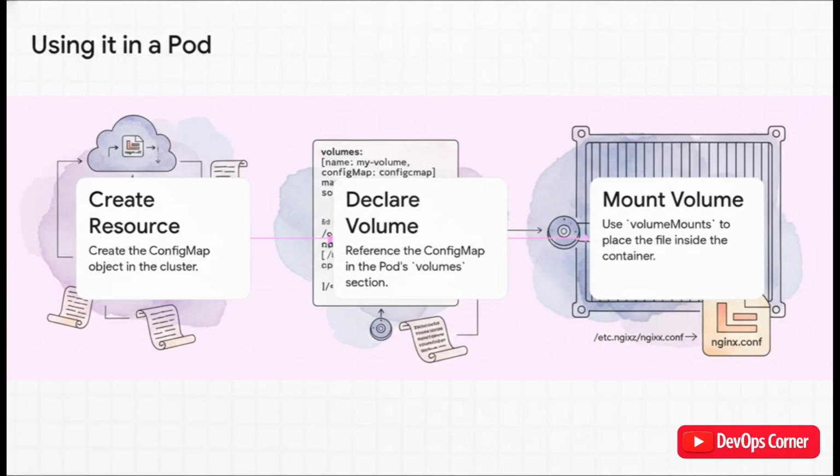Okay, great. So we have this config map sitting in our cluster. How do we get it into our nginx pod? Well, it's pretty much a three-step dance. First, you create the config map resource itself. Second, inside your pod's YAML, you define a volume and tell it to use the config map you just made. And finally, you use a volume mount to project that volume as a file right into your container, at the exact path you need, overriding the default config.